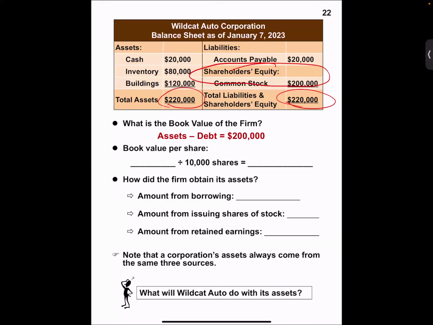Another way that book value is often expressed is on a per share basis. To do this, we simply take the book value and divide by the number of shares. Where does this number of shares come from? Go back to the very first journal entry, where Bill Jackson gave $200,000 to the business in exchange for shares of common stock. How many shares did he get? He got 10,000. So to calculate the book value per share, we take the $200,000 book value, divide by 10,000 shares, and we get $20 per share.